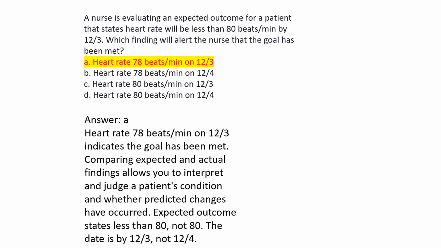Answer A. Heart rate 78 beats per minute on 12/3. Heart rate 78 beats per minute on 12/3 indicates the goal has been met. Comparing expected and actual findings allows you to interpret and judge a patient's condition and whether predicted changes have occurred. Expected outcome states less than 80, not 80. The date is by 12/3, not 12/4.